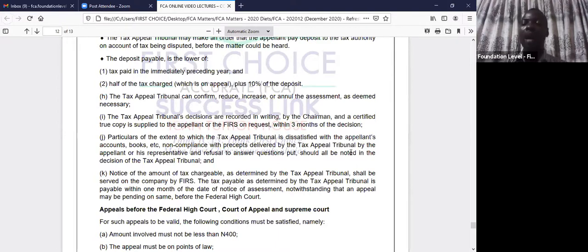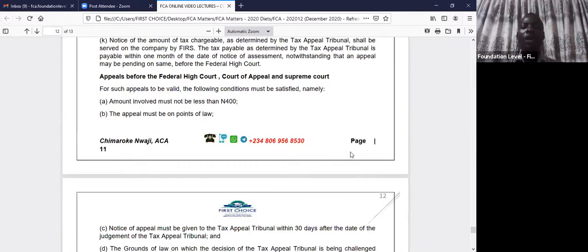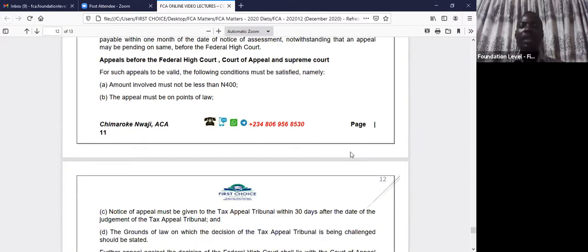And so what happens is that you have to state it in writing. For it to be valid, it must be stated in writing. It must be within 30 days of the date of the judgment of the tax appeal tribunal. And it must be on points of law. Now, when we say points of law, it goes beyond tax matters.